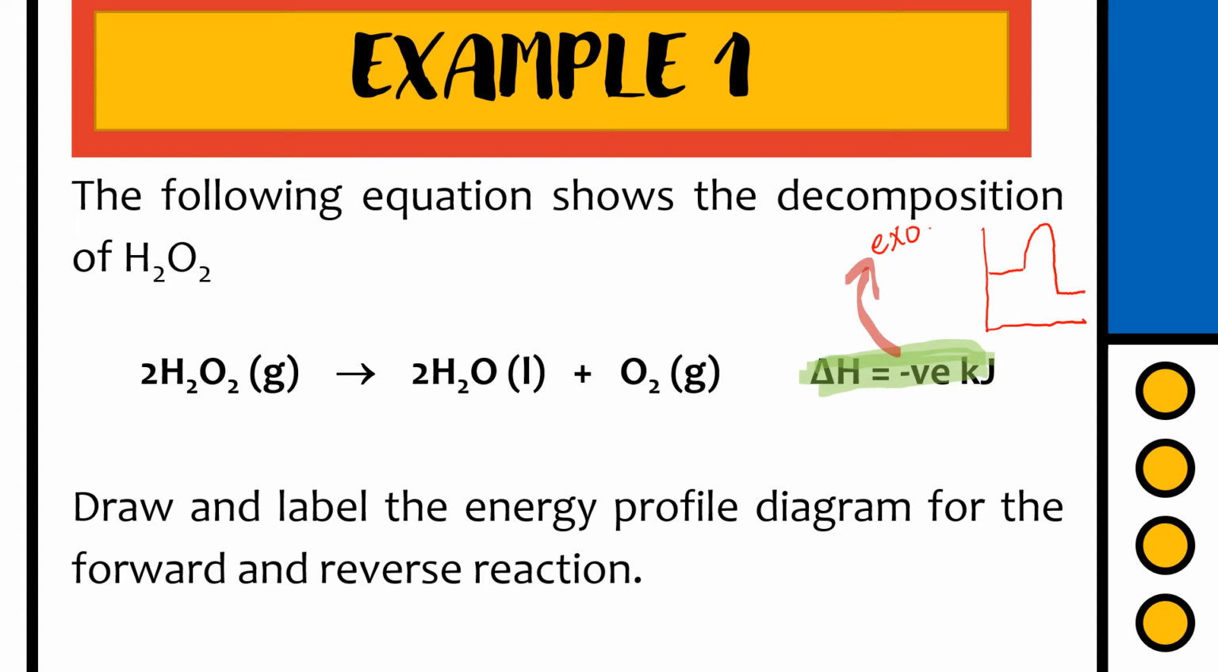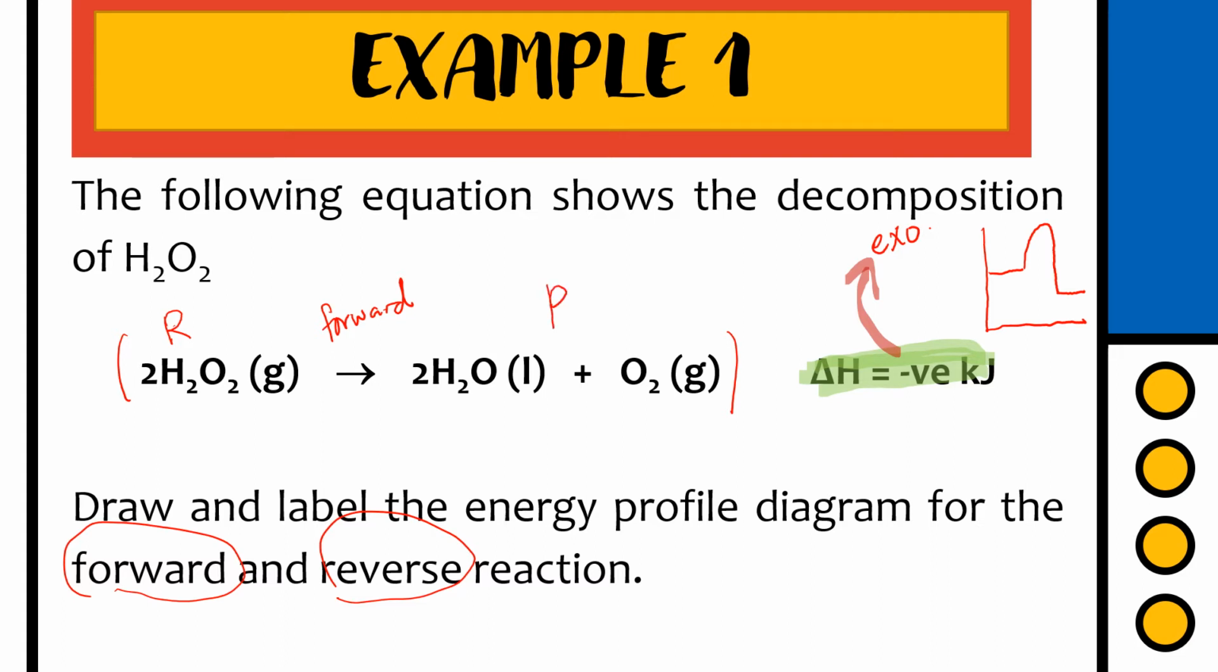For this question, it asks you for a forward and a reverse reaction. You will draw two separate energy profile diagrams. The forward reaction is this one, the one that you have here. For the forward energy profile diagram, the reactant is H2O2, and then H2O and O2 are your product.